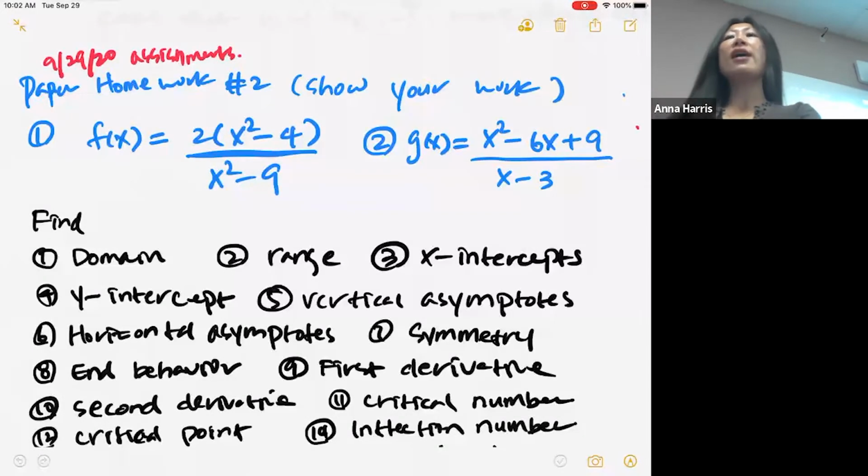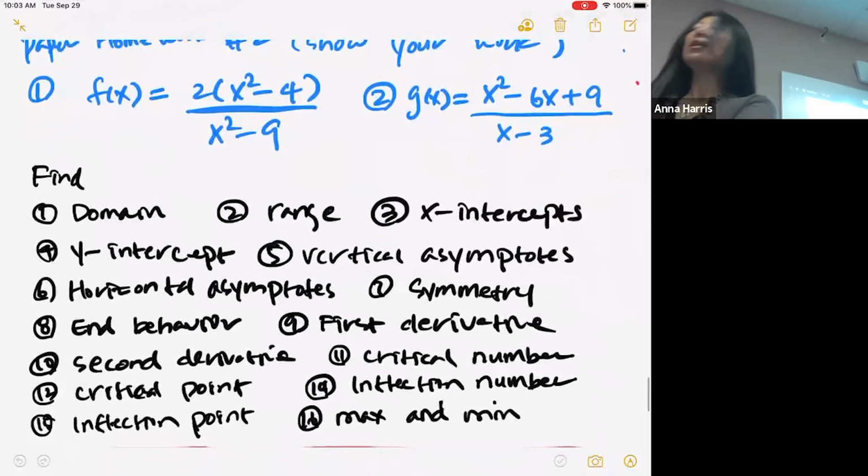So I only gave you 2 problems last Tuesday. I'm going to give you 2 more problems today. And each problem has like 16 steps that you need to do. You gotta find 16 different items that I asked you to find. So your exam will be just like that. What I'm gonna do today, that's what you're gonna see in your exam.